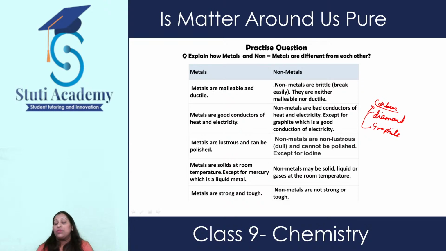So they are exceptions in all these properties in case of non-metals. These non-metals are non-lustrous, but iodine is lustrous, and diamond and graphite are also lustrous. Now, metals are solids at room temperature.